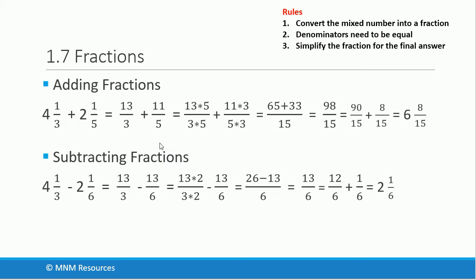Now that we've converted the mixed numbers into fractions, we can proceed to Rule 2. Rule 2 states that the denominators need to be equal to each other for you to be able to add fractions or subtract fractions from one another. So in this example, you have 2 different values of denominators. You have a 3 and you have a 5. So they're definitely not equal to each other.